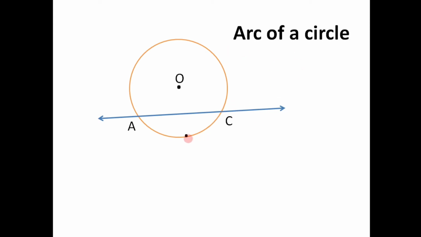So for that let us consider one point on the smaller arc. Let the point be X, and there is another point Y on the larger arc. We have here two parts of a circle, arc AXC and arc AYC. So each of these parts is called an arc of a circle.